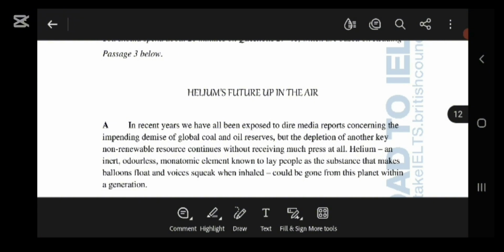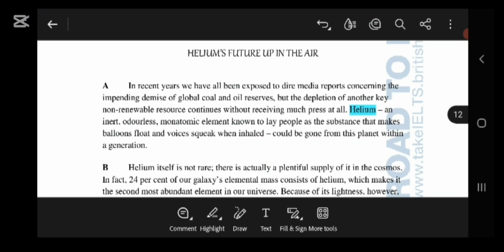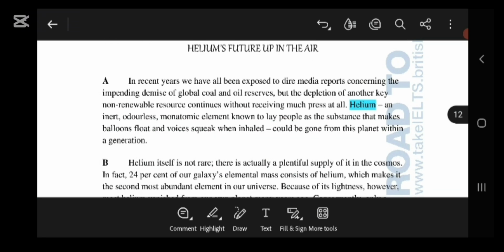Nothing so far from what I can remember from the questions, but the depletion of another key non-renewable resource continues without receiving much press at all. That is helium. Oh, the first mention of helium.